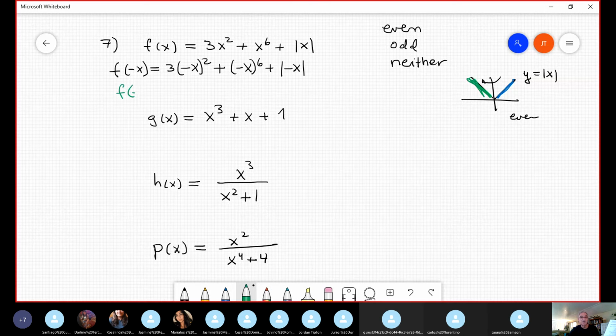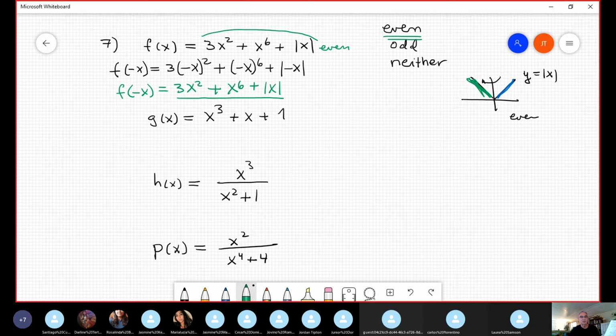So f of minus x is 3x squared, because this negative we can interpret as a -1, and -1 squared is positive 1. This is exactly the same, and the absolute value of a negative quantity is positive. When you compare the green one and the original, it's exactly the same, twin brother. Therefore the first one was even.